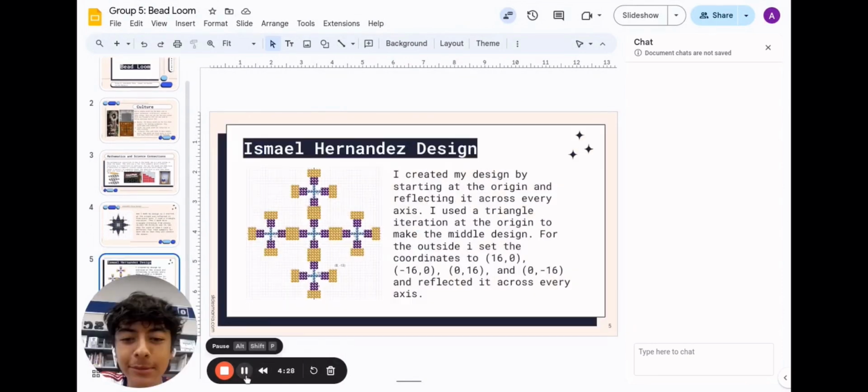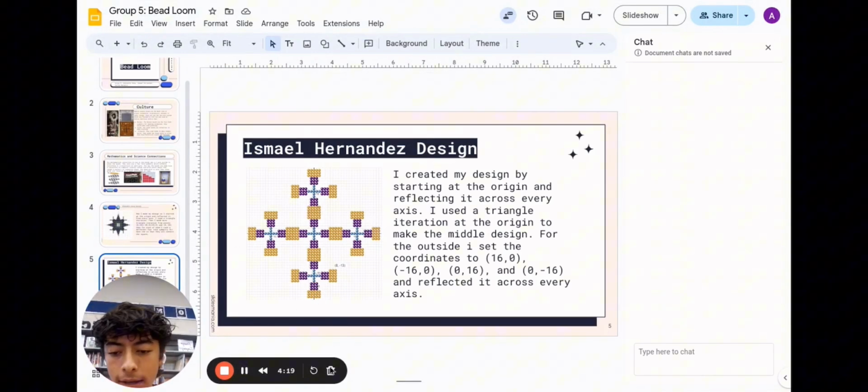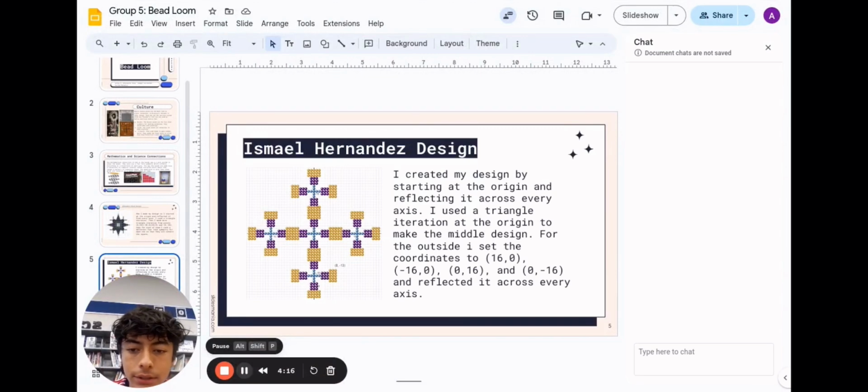Thank you. Again, this is my virtual bead loom design. It's right here. It's this cross, I guess, with a bunch of more things on the outside. And the way I created my design was I started from the origin with a triangle iteration, and I reflected it on every axis, so on X, Y, and just negative X and negative Y.